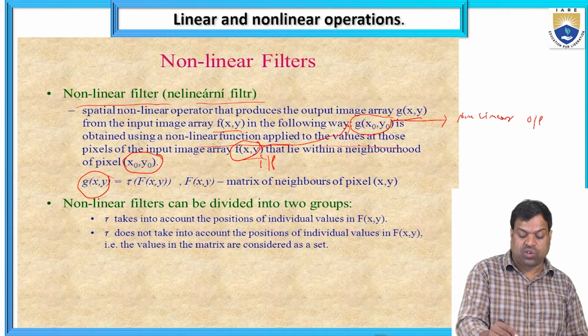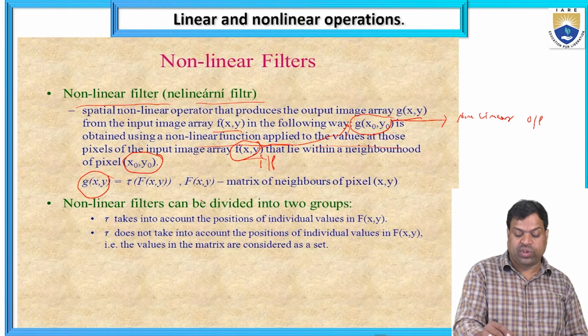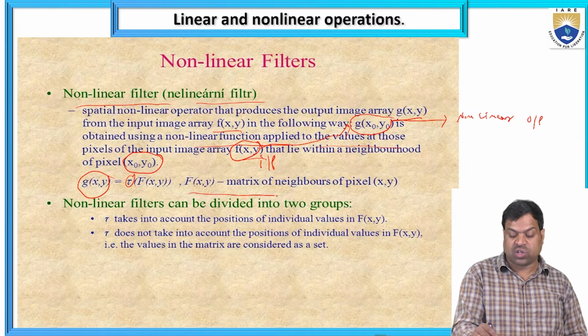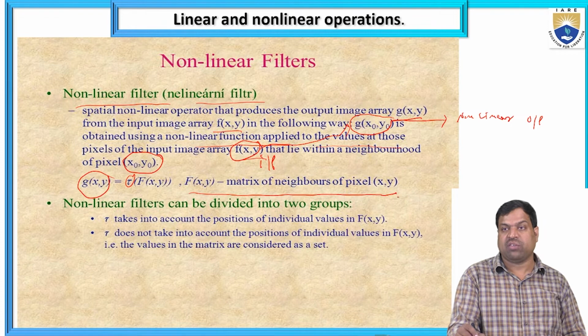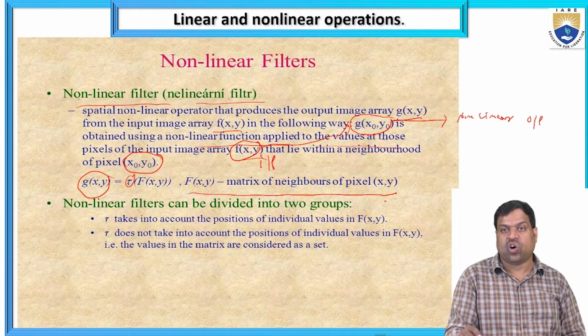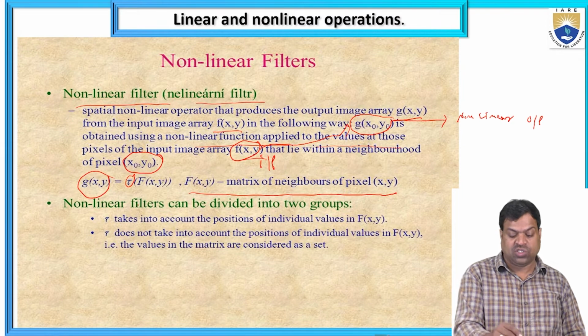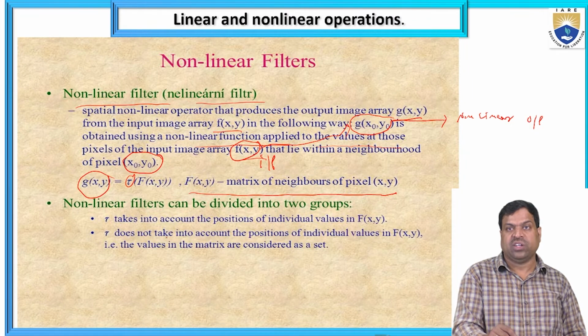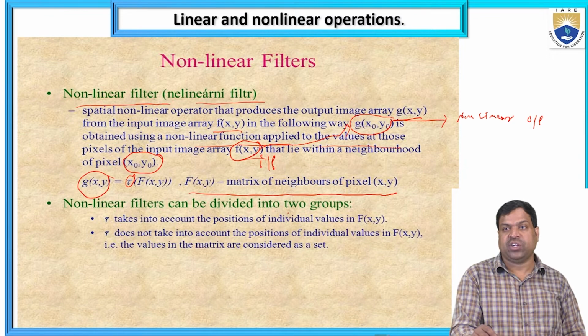G of x comma y equals tau of capital F of x comma y. Tau is a combination, a linear or nonlinear function, applied to f of x comma y. So f of x comma y is a matrix of the neighborhood of a pixel x comma y. Tau is an operator, so whatever operation you are using, linear or nonlinear, g of x comma y, the output, equals the operator applied to the input function f of x comma y. It is a nonlinear filtering, and nonlinear filters can be divided into two groups.